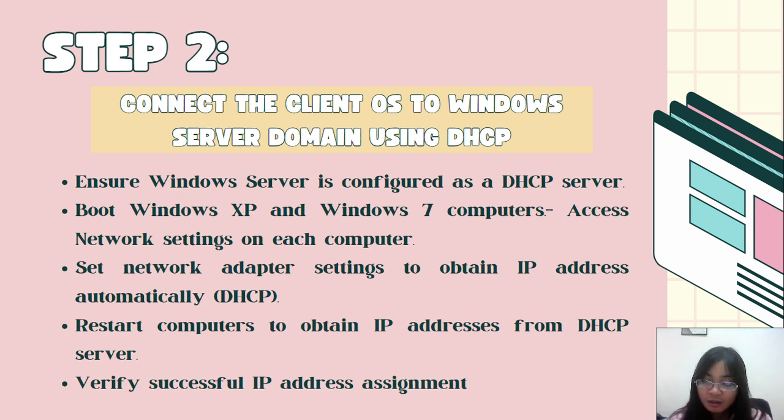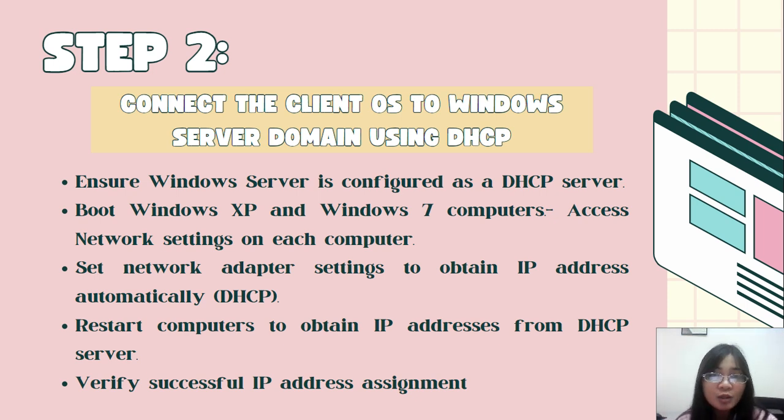Ayan. First is ensure Windows Server is configured as a DHCP server. Log into the Windows Server system with administrative privileges. Open the Server Manager tool. Navigate to the Roles and Features section. Install the DHCP server role if it's not already installed. Configure the DHCP server settings such as IP address range, subnet mask, default gateway, DNS servers, lease duration, and etc.